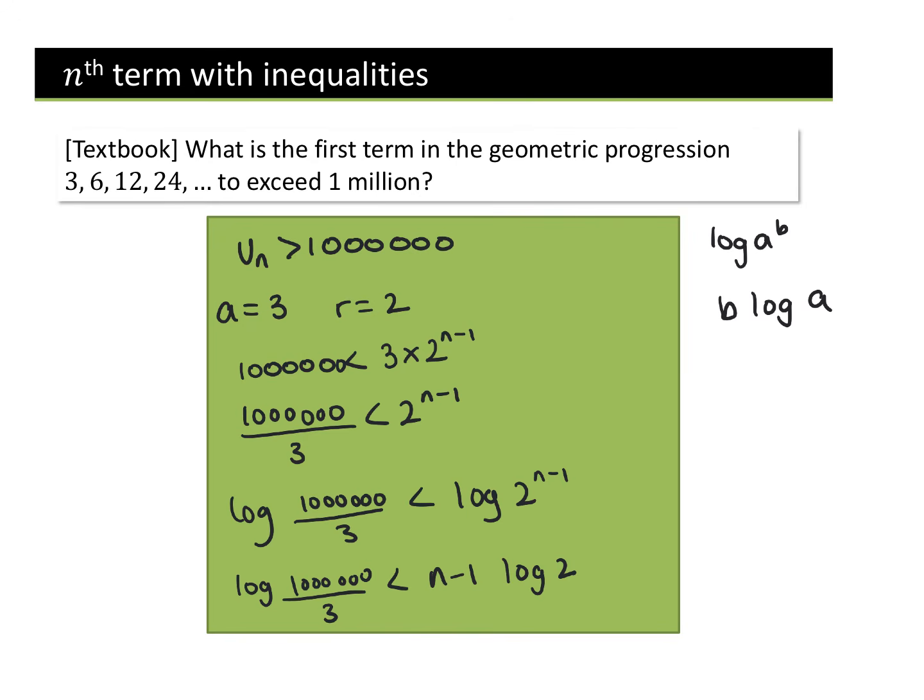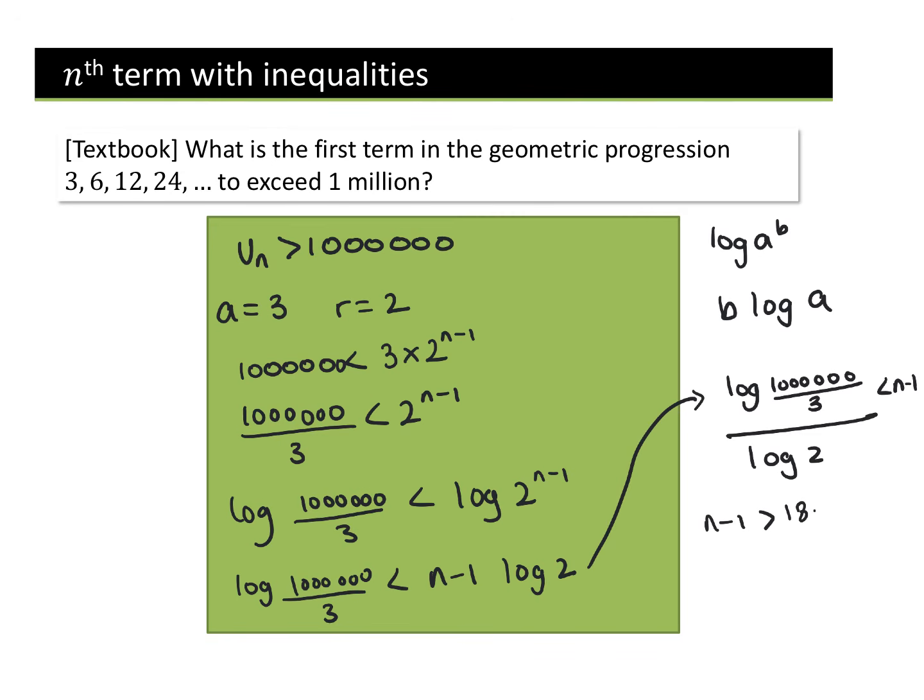Now I'm going to divide both sides by log 2. Log of 1,000,000 over 3 divided by log of 2 is less than n minus 1, and then I'm going to add 1 to both sides, okay? But before I add 1, I'm going to put this into my calculator and actually figure this out. So n minus 1 is greater than this. I put this into my calculator, I get 18.35. So that means n is greater than 19.35. The next whole number is 20. So that means n equals 20. When n equals 20, the term would exceed 1,000,000.